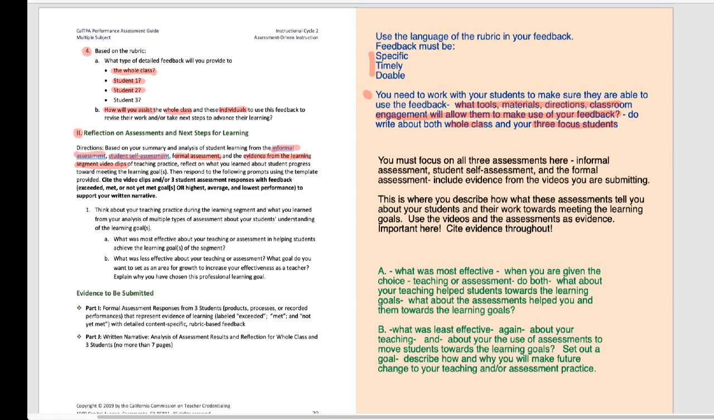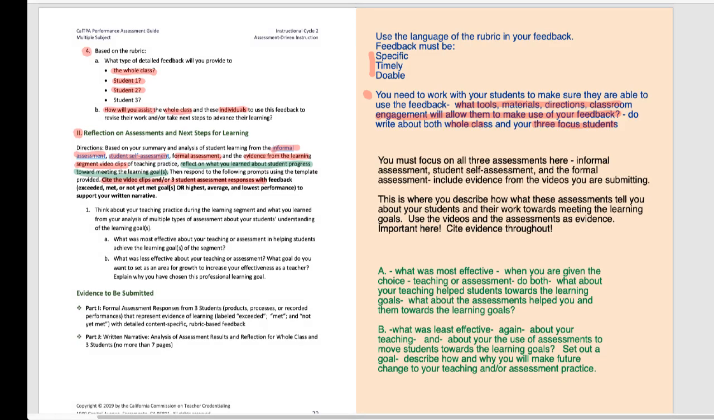What you want to do here is reflect on what you learned about student progress toward meeting the learning goals. And then you have to respond to the prompts below. And we'll talk about citing evidence in a moment too. That's going to be important again.